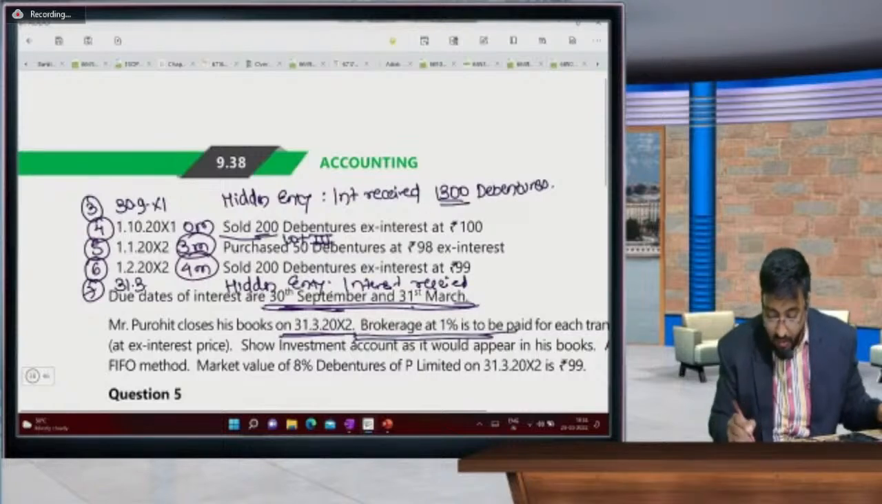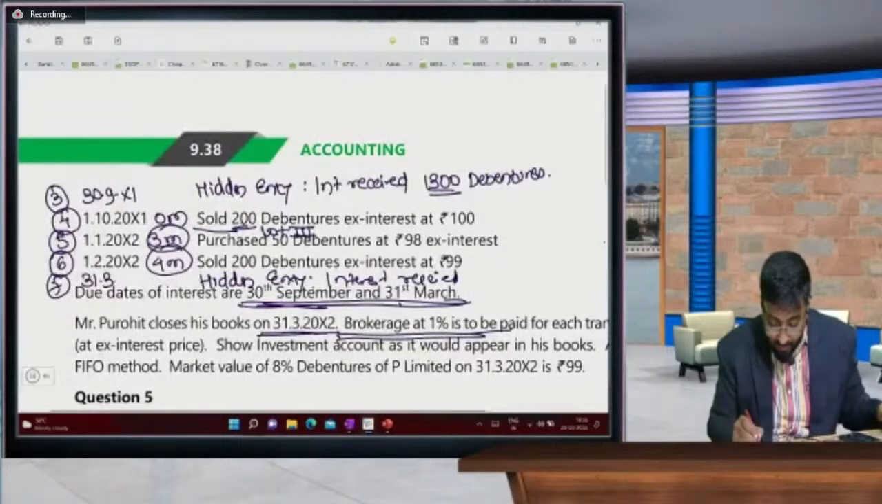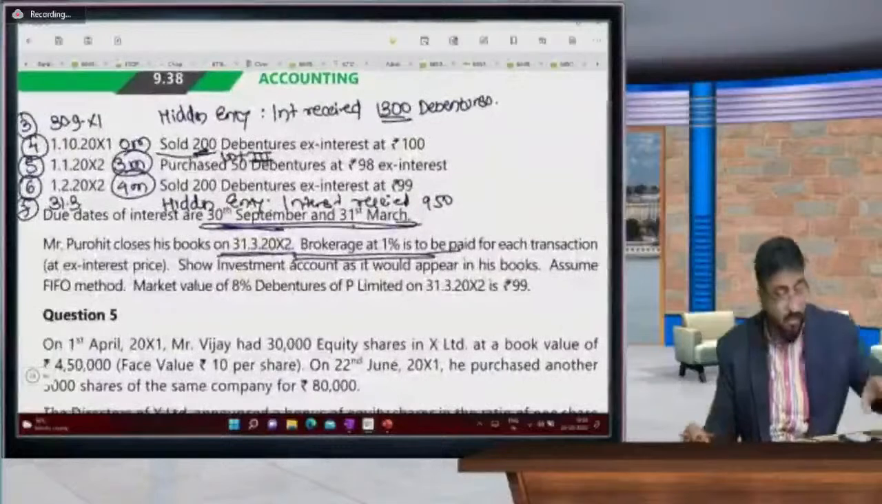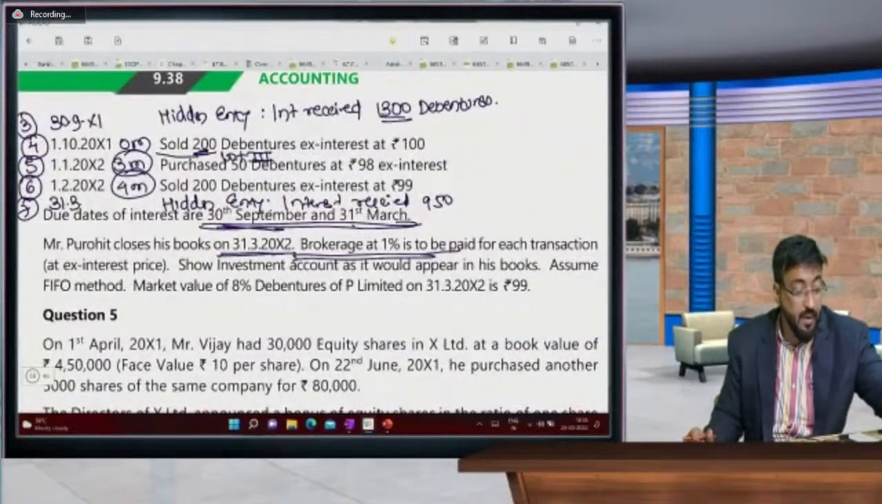1300 plus 200, 1500. 1300 minus 200, 1100. Sold means minus, na. Plus 50, 1150 minus 200. 950 will come at the end. 950, that is 9,50,000, 950, 95,000 is the closing balance. Easy? Chalo. So 95,000 will be your closing balance.